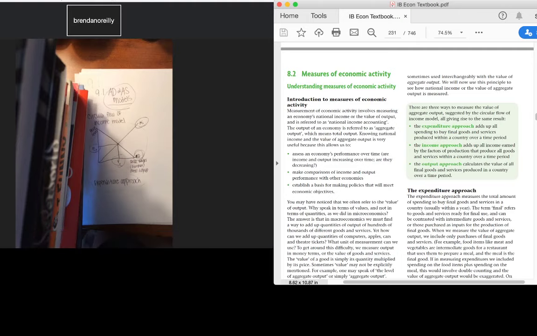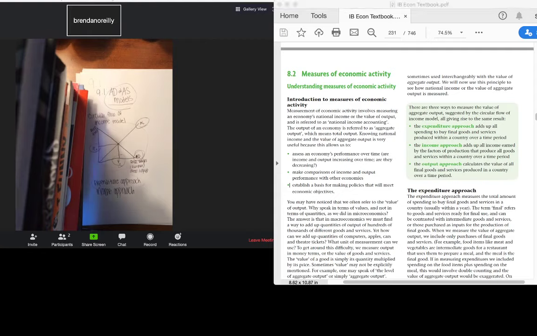Then there's the income approach. That's a little bit different, and it's not as popular because it has some flaws. The income approach basically adds up all the income earned by the factors of production within an economy.